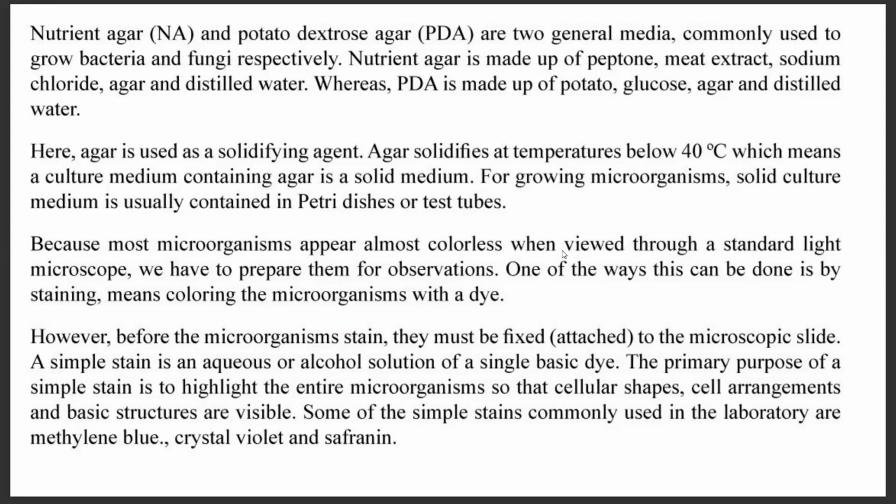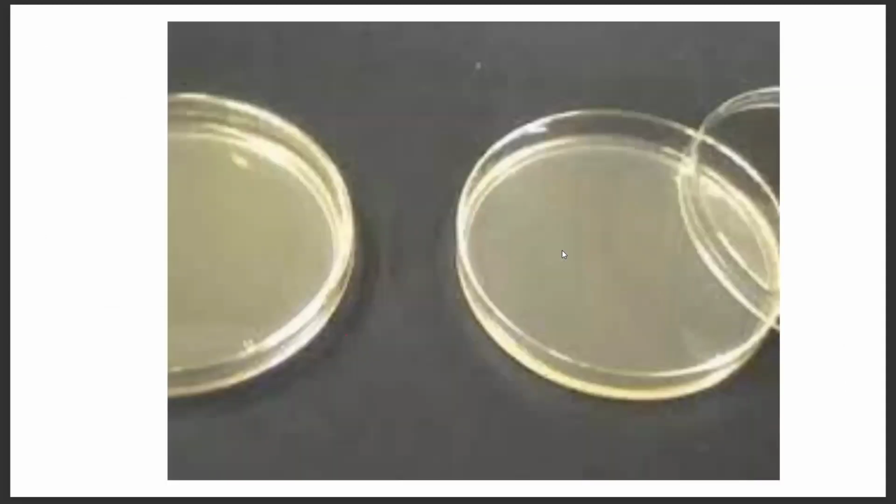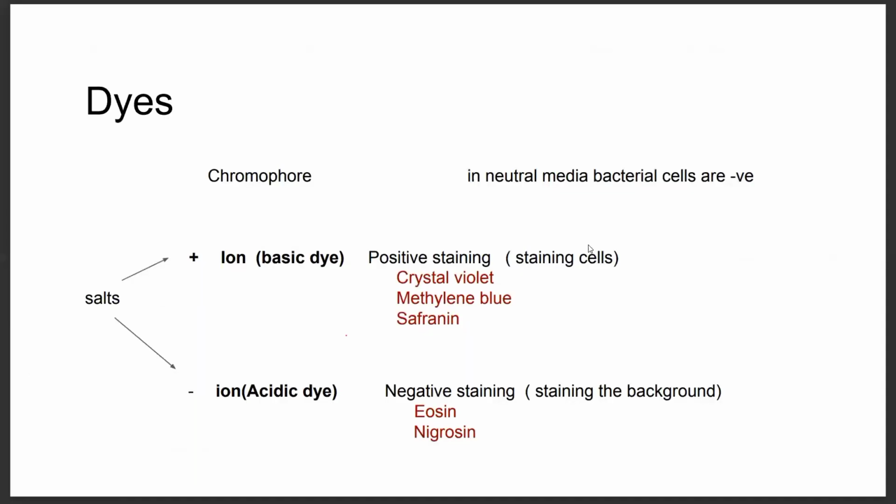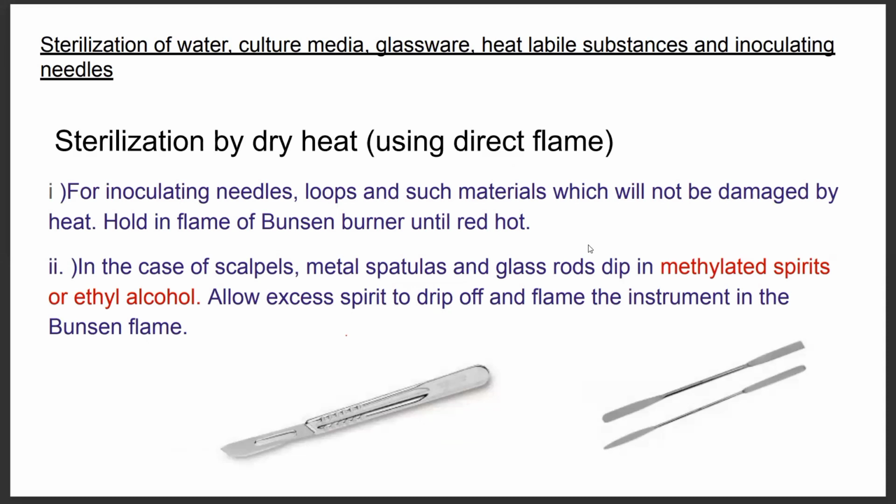A simple stain is an aqueous or alcohol solution of a single basic dye. The primary purpose of a simple stain is to highlight the entire microorganism so that cellular shape, cell arrangement, and basic structures are visible. Some of the simple stains commonly used in the laboratory are methylene blue, crystal violet, and safranin. Next one. This is a culture media stored in a petri dish. Now we are going to start the practical part.